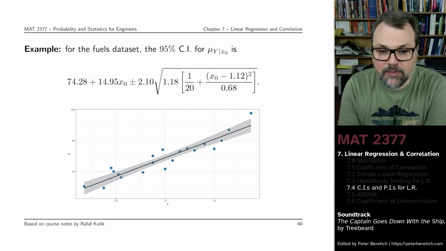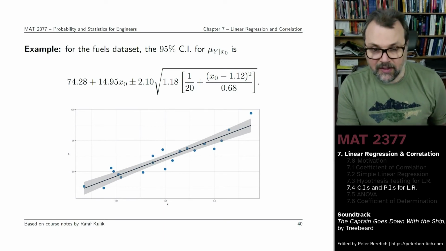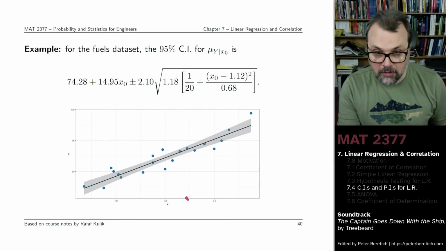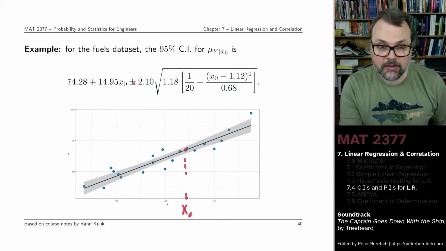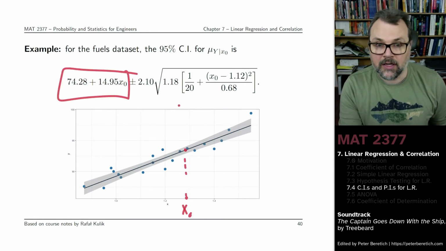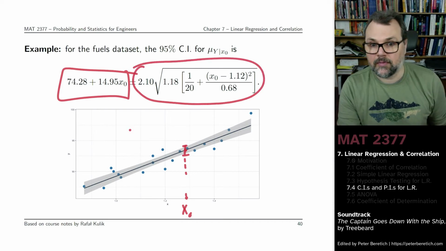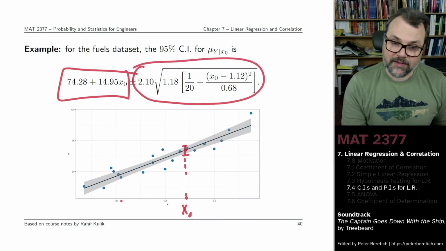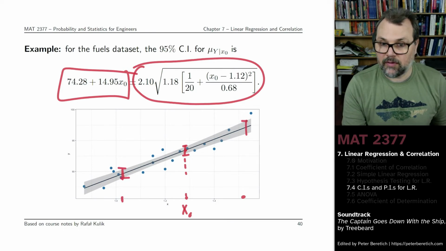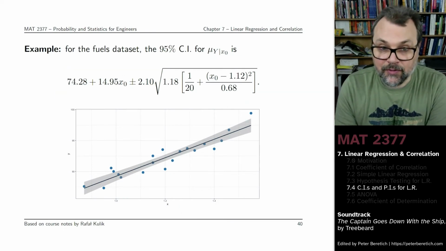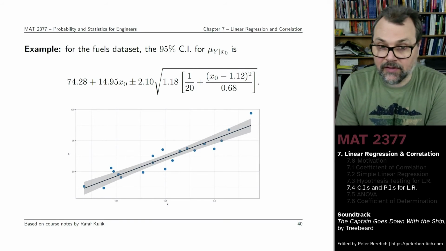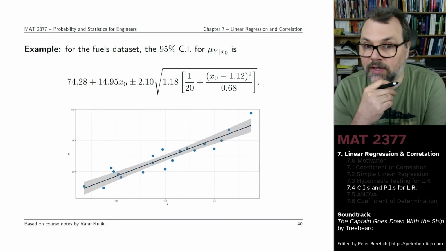If I've given you a specific x naught value, say this one here, you can go up here, get your response, so that's this part right here, and then compute the width of the confidence interval. It's this part right here. But if you were to pick a different x0, you would have presumably a different width. As a function of x0, this actually gives you curves that are not straight lines.